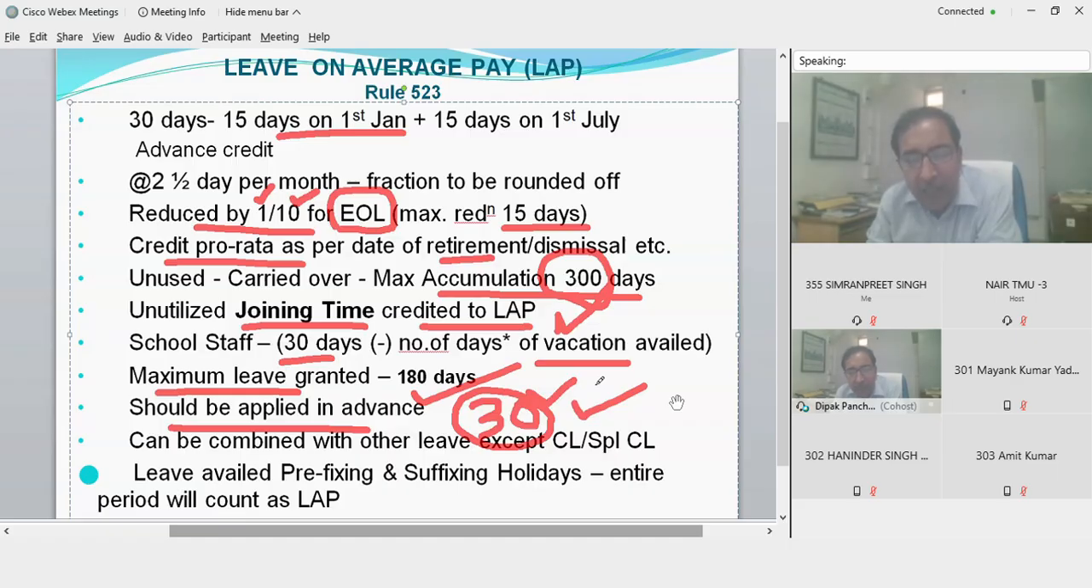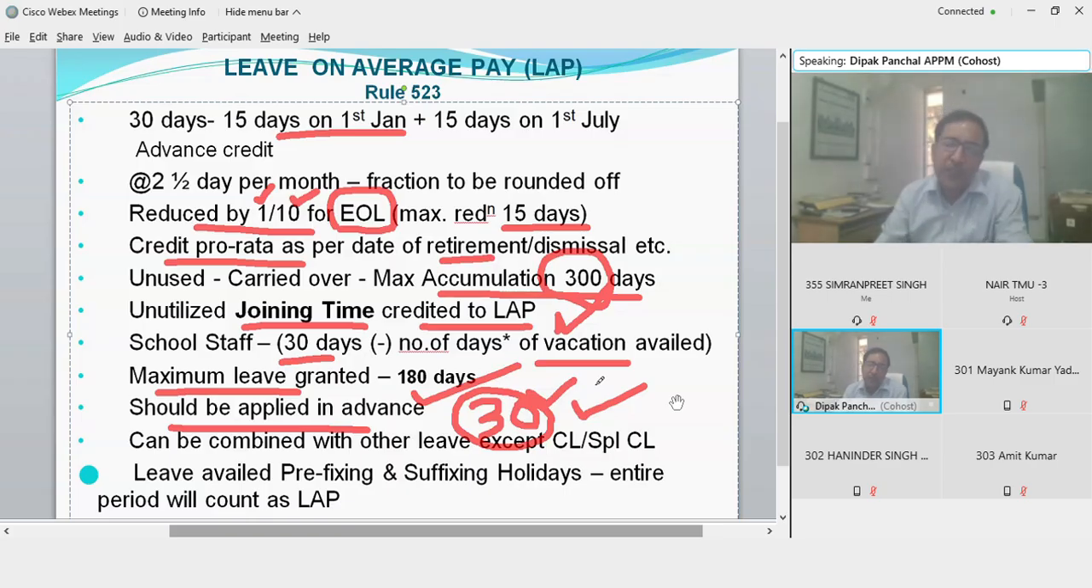Leave on average pay (LAP) can be combined with other kinds of leave except CL and special CL. So casual leave and special casual leave cannot be planned along with the LAP. Another important aspect of this leave is prefixing and suffixing of holidays. Now holidays also include the Saturdays and Sundays, right?